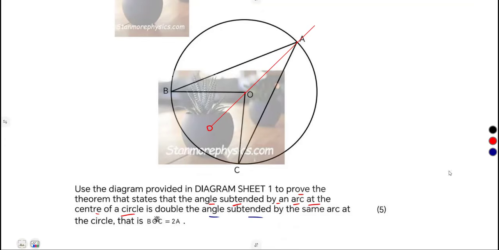Remember, we talked about this before: from O to A there is a radius, and from O to B there is a radius. So we can introduce the angle at A, BAO, as angle X. We let angle BAO be equal to X.